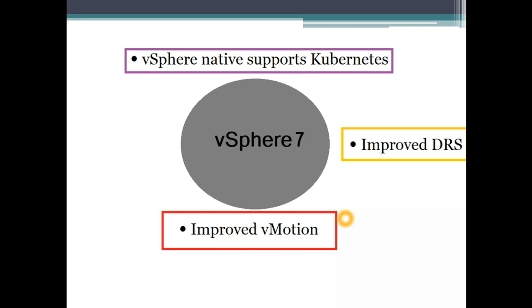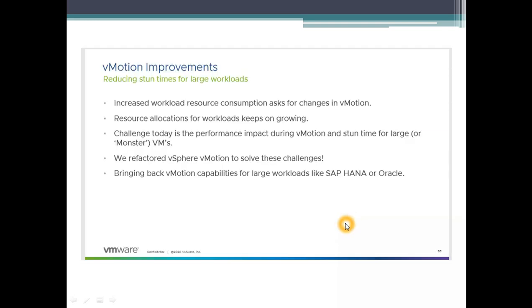So let's dive into the next topic, improved vMotion. Let's discuss a little bit about why we needed to improve vMotion and the factors around it. Reduced turn time for larger workloads and increased workload resource consumption asked for the change in vMotion. First of all, that's the main reason.